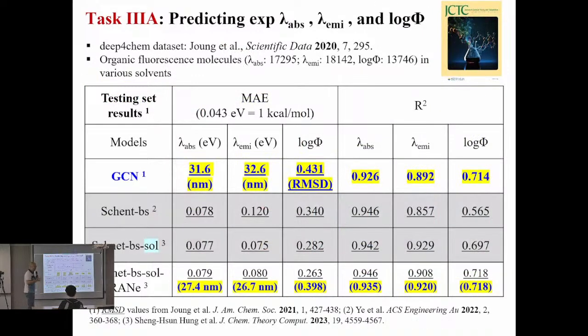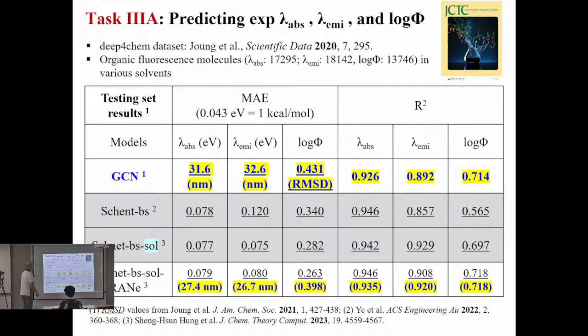So now we build a model, and then we have to examine how accurate the model is. This is the experimental data set we are comparing. This was published by a Korean group in 2020. It has more than 15,000 organic molecules, with maximum absorption wavelengths, maximum emission wavelengths, and the quantum yield. Okay, that's the error of their model. When they published this data set, they also constructed a model to do the prediction.